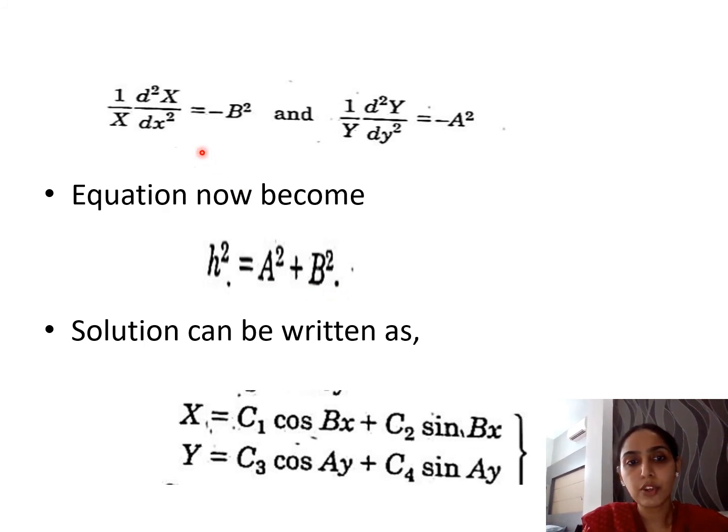Now the solution for both these equations can be written as follows. X is equal to C1 cos Bx plus C2 sin Bx. That is, we have a real part and an imaginary part. Here C1 and C2 are nothing but constants. Similarly, for the second order differential equation, the solution Y can be written again with a cos part and a sin part: C3 cos ay plus C4 sin ay.